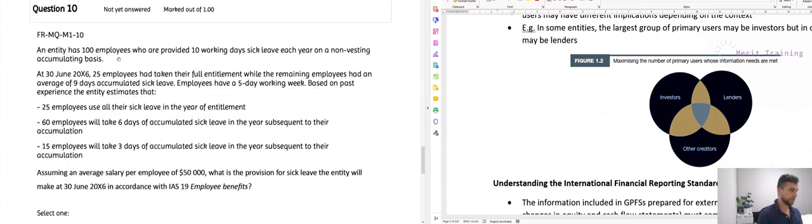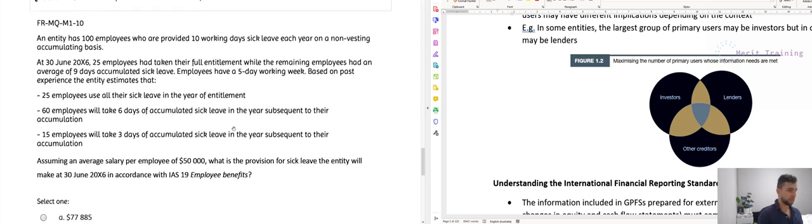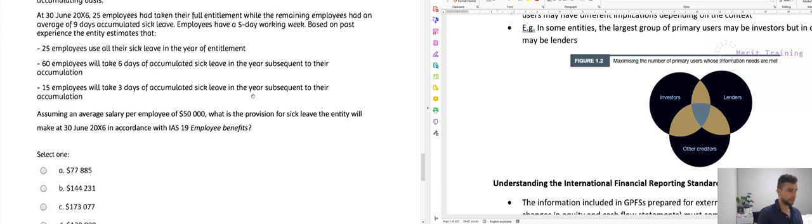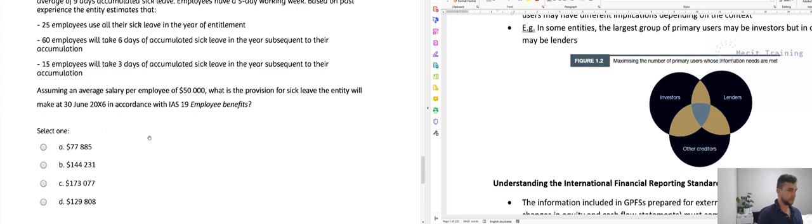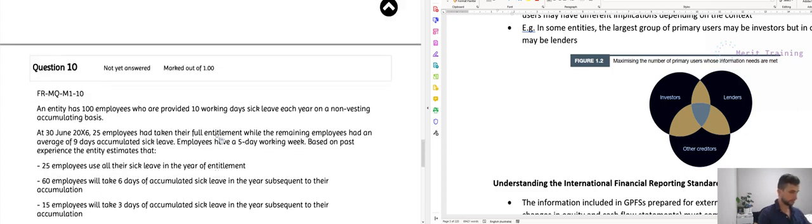And then finally, question 10 is an entity has 100 employees who are providing 10 working days sick leave each year on a non-vesting, accumulating basis. On 30 June 2016, 25 employees had taken their full entitlement, while the remaining employees had an average of 9 days accumulated sick leave. Employees had a 5-day working week. Based on past experience, the entity estimates that 25 use all their sick leave in the year of entitlement. 60 employees will take 6 days of accumulated sick leave. 15 employees will take 3 days of accumulated sick leave in the year subsequent to their accumulation. Assuming an average salary per employee of $50,000, what is the provision for sick leave the entity will make at 30 June 2016 in accordance with IAS 19 employee benefits?